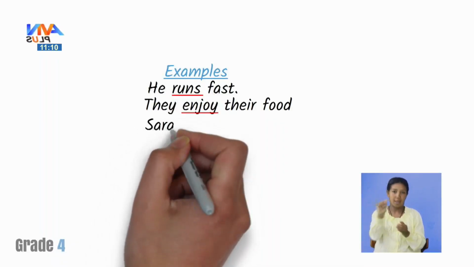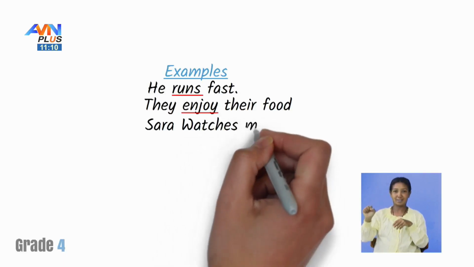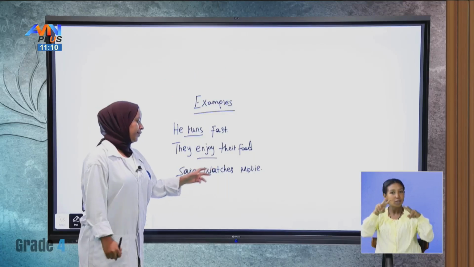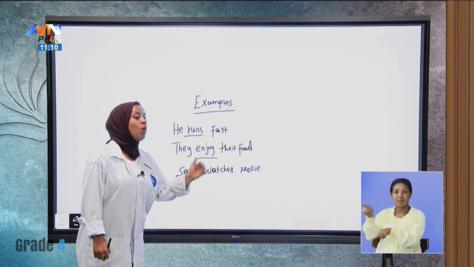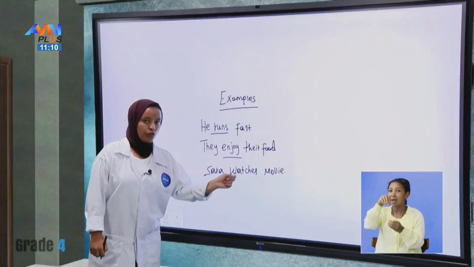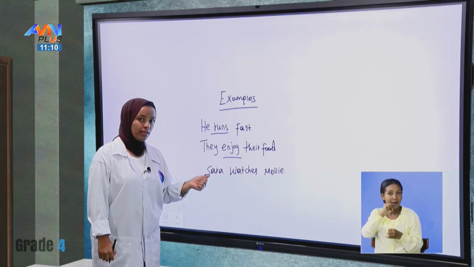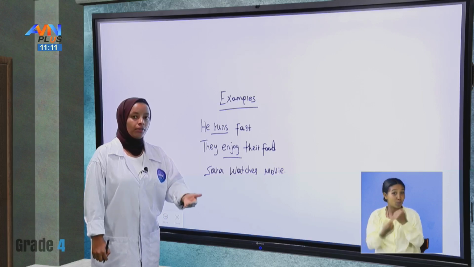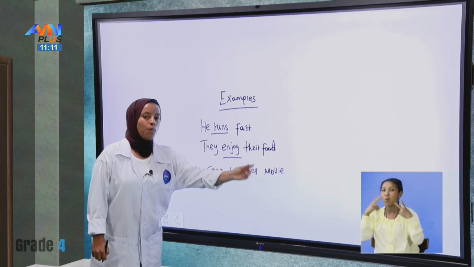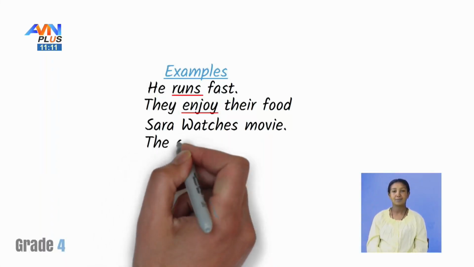Sarah watches movies. Here the base verb is watch, but we add ES at the end of the verb because Sarah is what? A singular noun. So Sarah watches movies. Let us keep going, students.